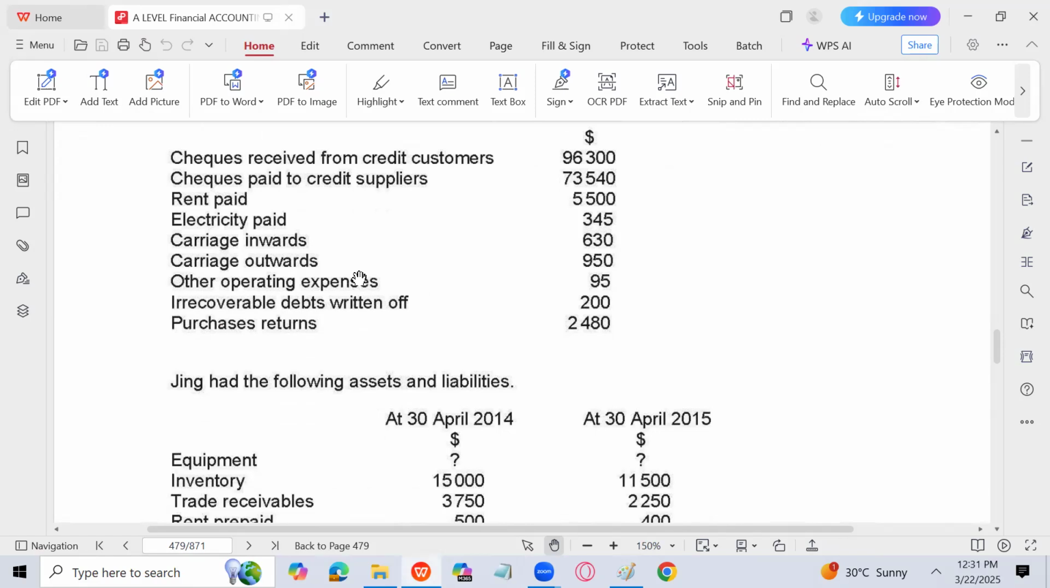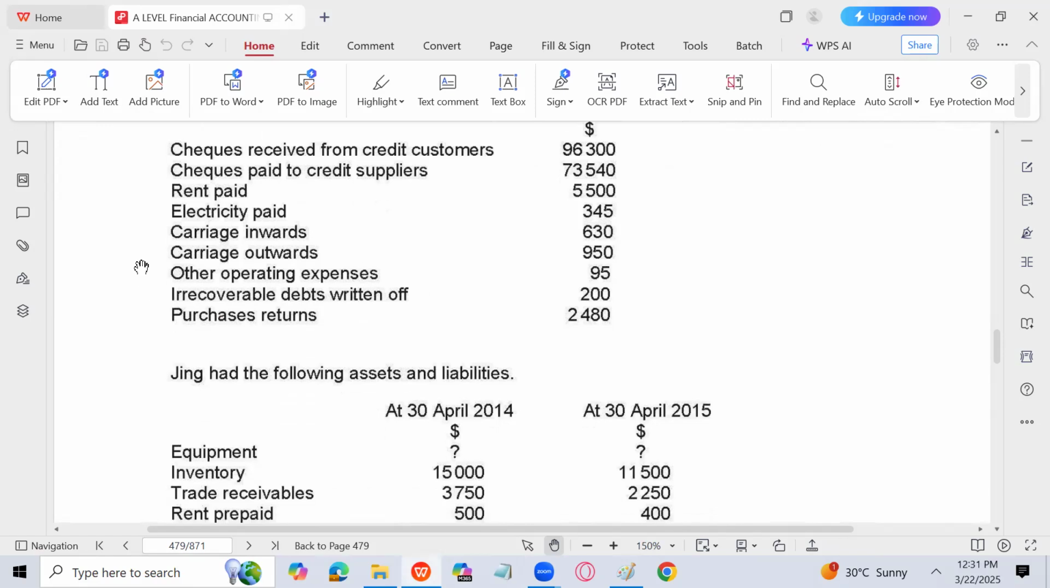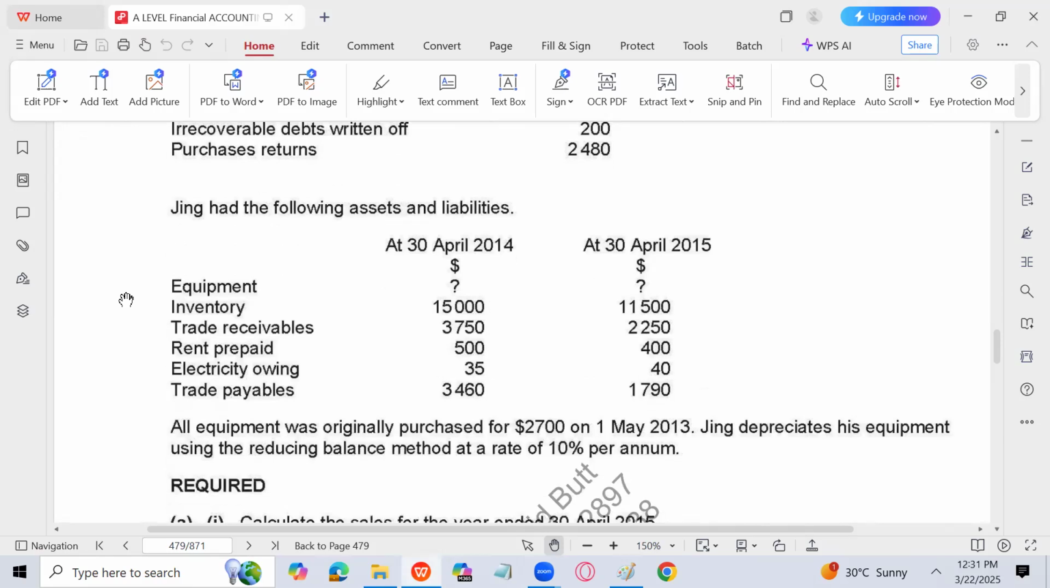Carriage inward: what will we do with carriage inward? Yes, carriage inward is going to be added to purchases. Carriage outward will be written under the heading of expenses, other operating expenses, irrecoverable debts. This is also an expense. Purchase returns are going to be subtracted from purchases. Opening and closing data is given, but equipment is not given. Non-current asset: neither opening nor closing. Inventory, opening and closing, trade receivables, rent prepaid, electricity owing, trade payables, opening and closing are given.